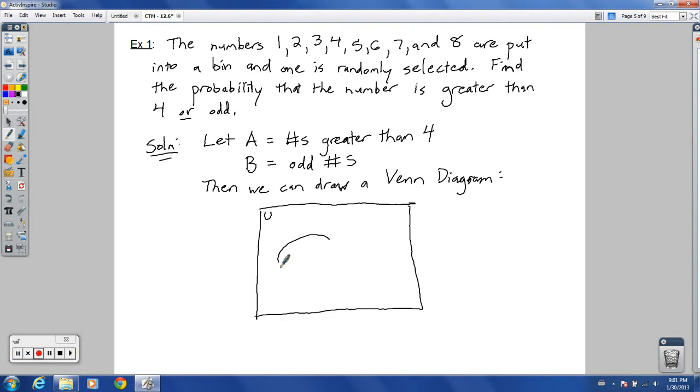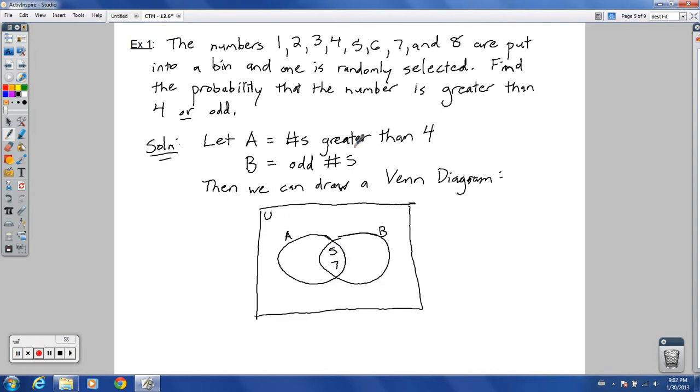And so for set A, set B, we'll say this circle's set A and set B. Set A and B, what do they have in common? What numbers are both greater than 4 and odd? So those numbers would be 5 and 7. Those are both greater than 4 and odd. So I would start there, put those there.